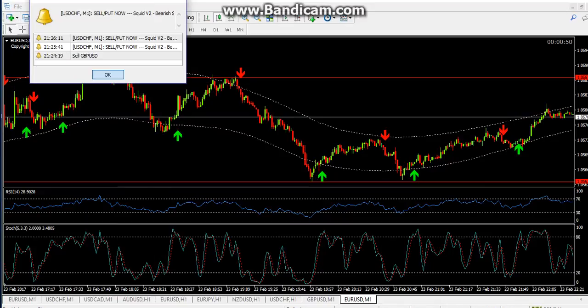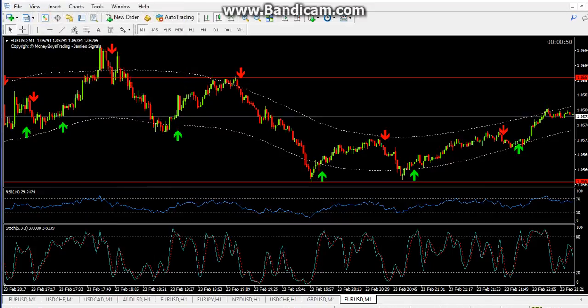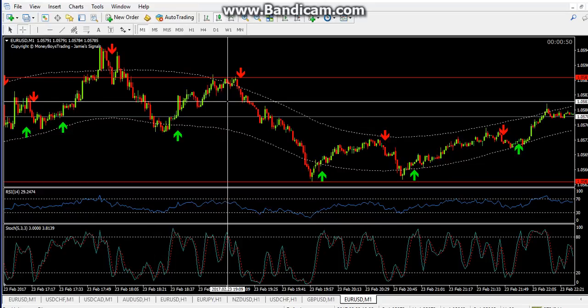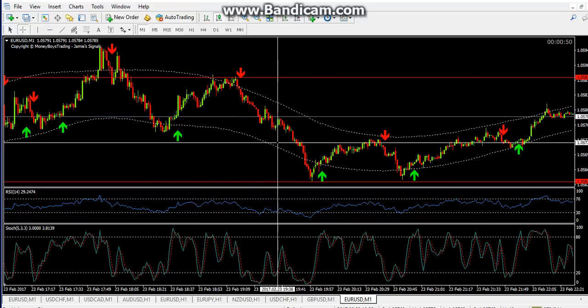Again here, the new version of this indicator is giving me signals at the minute. To anybody that does have the indicator, I will be releasing an updated version of it, hopefully this weekend if I've got time. I'm still testing it.